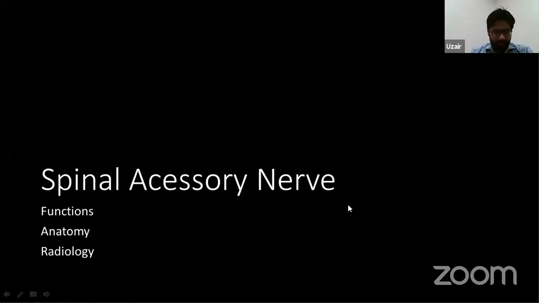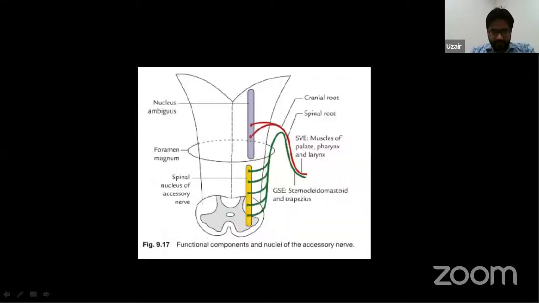So now we are going to have a discussion about the spinal accessory nerve. Obviously, we are going to discuss the function, then the anatomy and the radiology. This is the nucleus of the spinal accessory nerve. Like I explained earlier, the spinal part of the spinal accessory nerve nucleus lies within the initial 5 segments, C1, 2, 3, 4, 5, from where it arises as rootlets, soon joined together to form a single trunk, travels behind the dentate ligament in the spinal cord, and then enters the foramen magnum behind the vertebral artery.